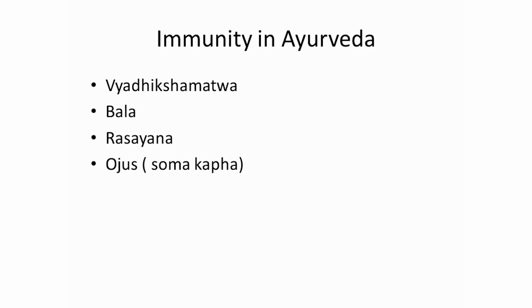Second is Bala. The concept of Bala is very well analogous with the concept of immunity, and that is why Balavardhak Rasayanas exist, and there is a plethora of publications on how Rasayana herbs and formulations are immunomodulatory. And the last is Ojas or Soma or Kapha, because Charaka has said Prakrutistho Balam Shleshma, whereas Sushruta has equated Bala with Ojas. So these are the classical Ayurvedic notions which equate with immunity.